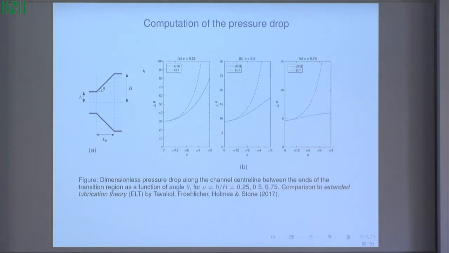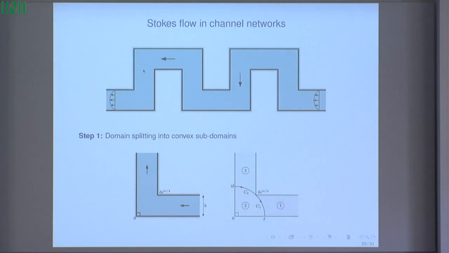And then here I'm showing again the pressure drop between the two ends of this transition region for different channel width ratios and as a function of the angle. So you see that for small angles, the two methods agree as expected, but for larger angles, the lubrication theory fails. So we expect this new method to be accurate. Okay. So that was the first problem.